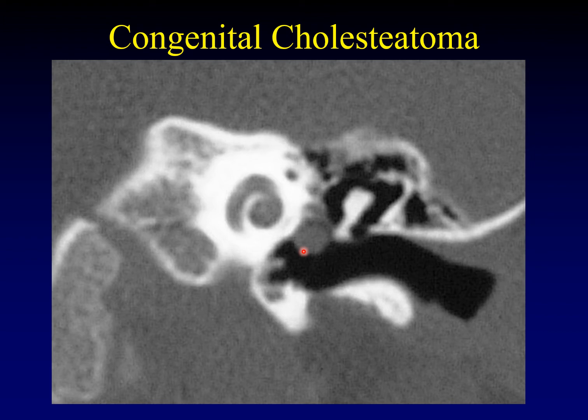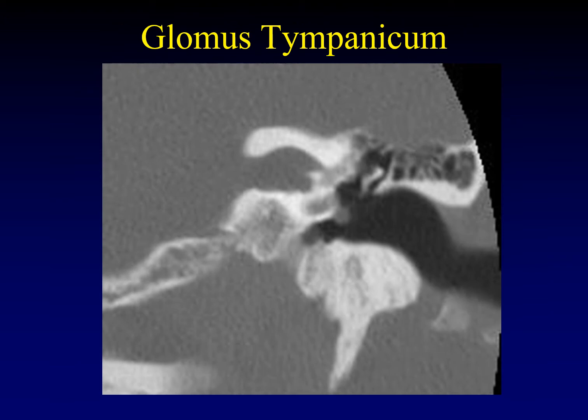What do we think of when we think of the cochlear promontory? Not cholesteatoma. When we hear cochlear promontory, we think of Glomus tympanicum, right? Because Jacobson's nerve is running right over there. That's where Glomus tympanicum tumors arise.